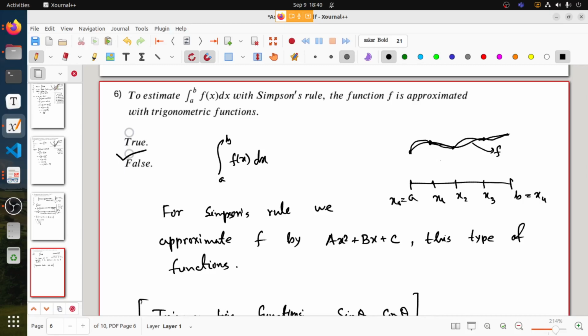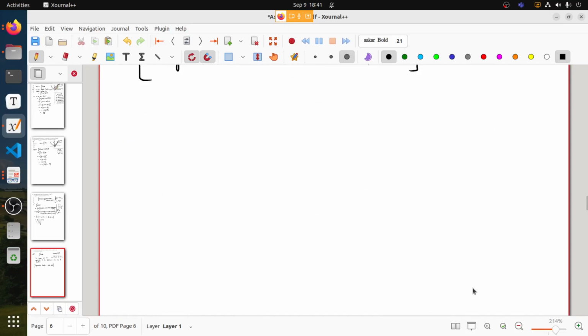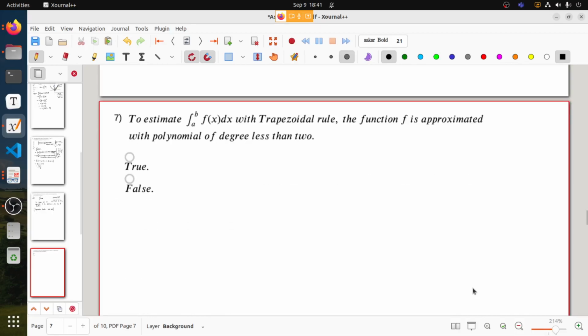So this is easy. Okay. So this is done. Now move to the next one. It is again a true-false question. It says that to estimate the integral a to b of f(x) dx with the trapezoidal rule, f is approximated by a polynomial of degree less than 2.